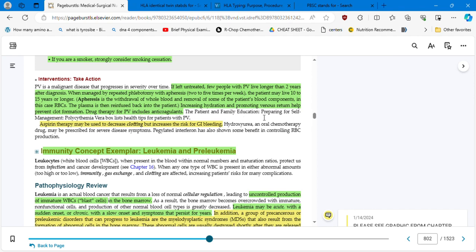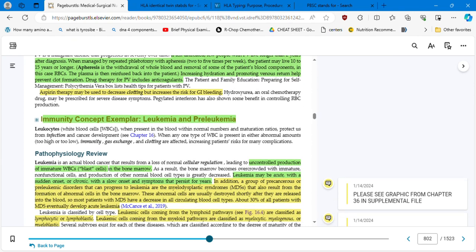Increasing hydration and promoting venous return help prevent clot formation. Drug therapy for polycythemia vera includes anticoagulants. So aspirin may be used to decrease clotting, but increases the risk for GI bleeding. Okay.